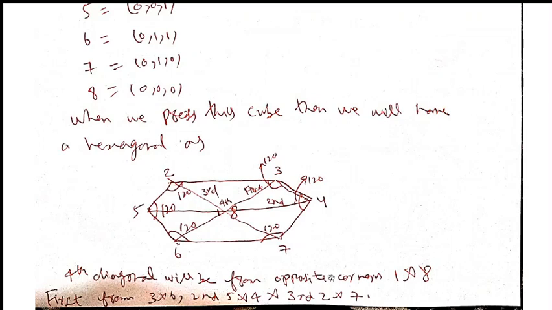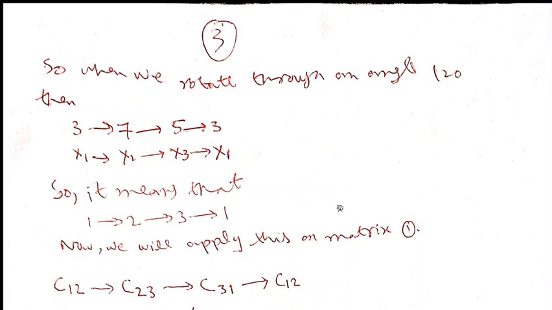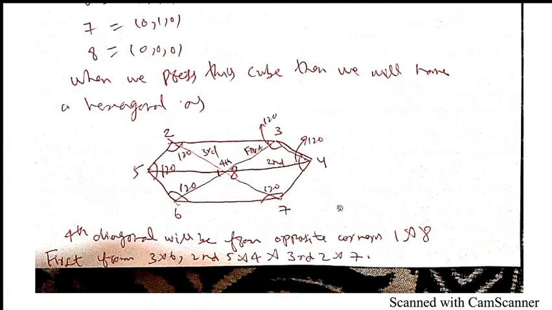The fourth diagonal will be from opposite corners 1 and 8. Then 3 and 6, 4 and 5, and the last is 2 and 7. Joining 2 and 7 means joining those corners. These are opposite corners. So when we rotate through an angle of 120 degrees, you can see that by applying this rotation, this corner will be at 7.